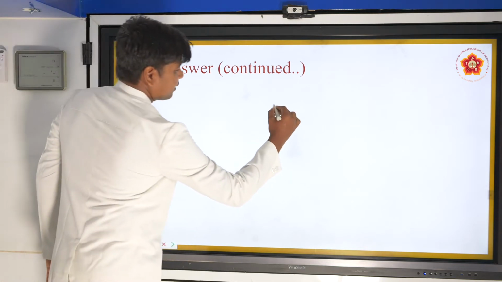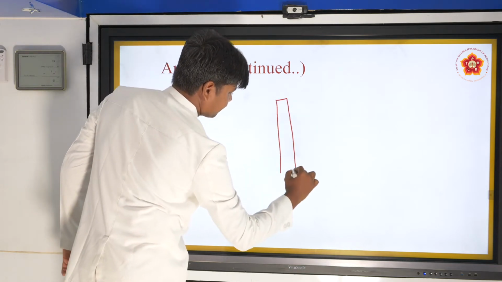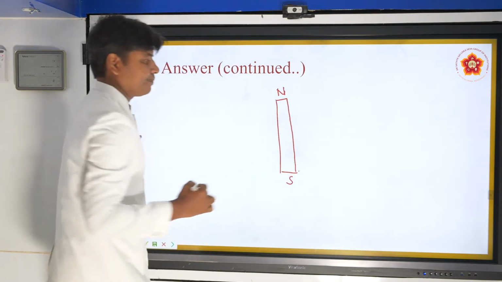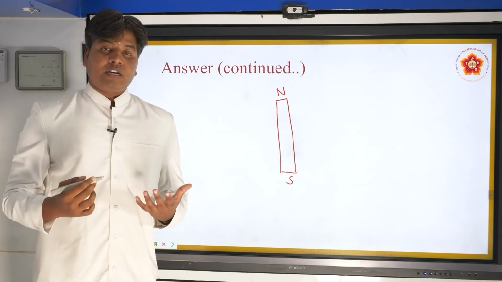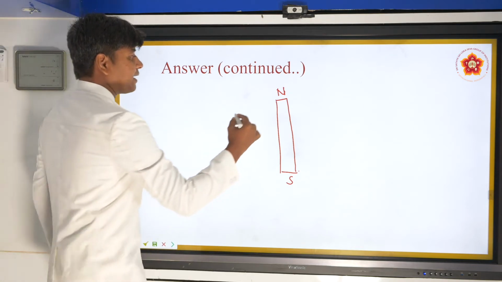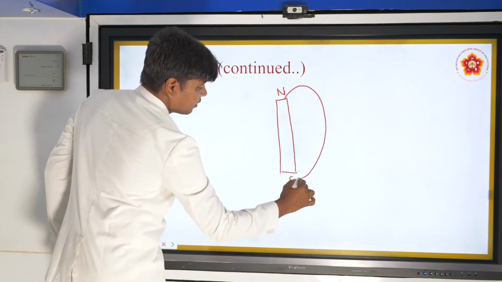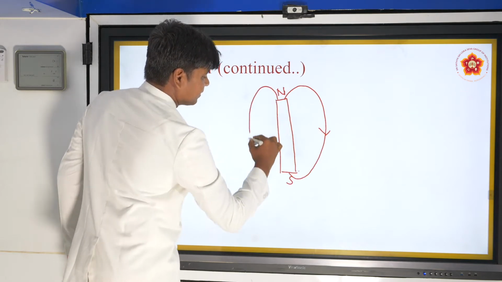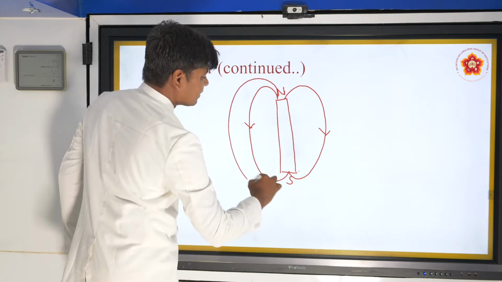Now let us suppose you have a bar magnet. This is the bar magnet, north pole and south pole. As we saw in our experiment with the magnetic compass, the magnetic field lines originate from the north pole and go into the south pole, right? This is the direction of the magnetic field lines. So you have many more field lines around it.